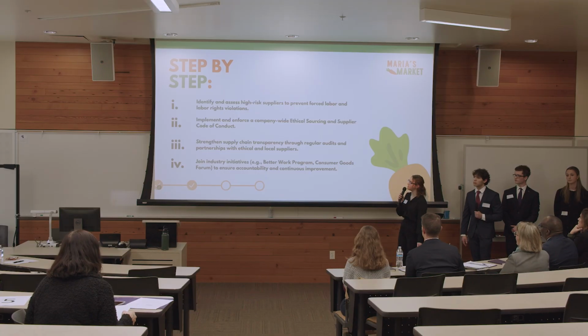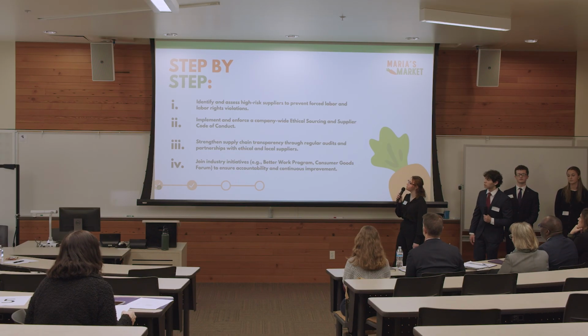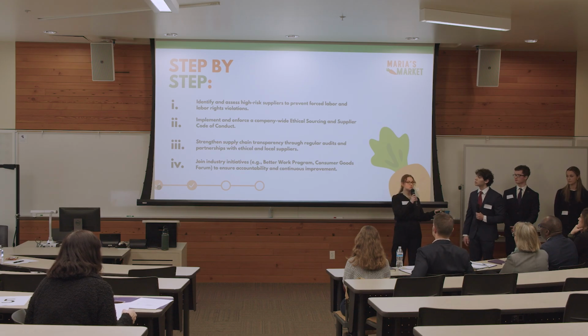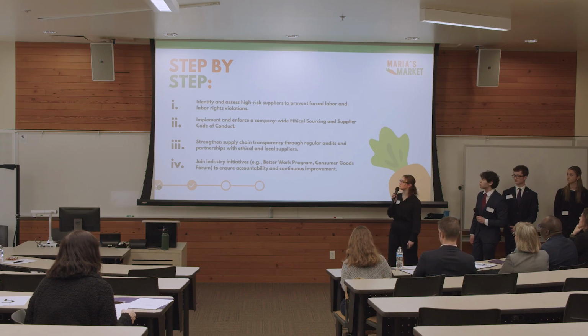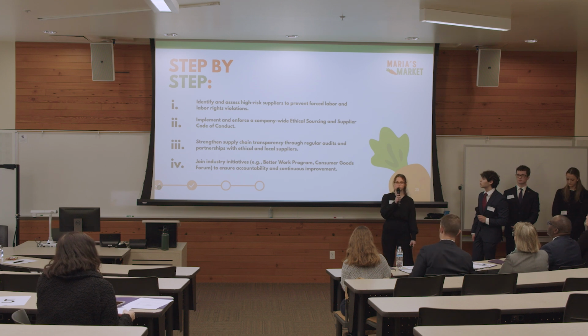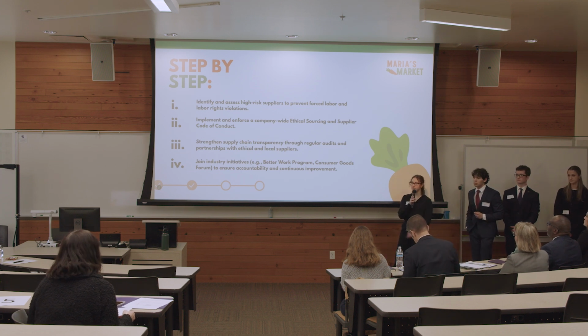For a step-by-step on how we'll do this, we're going to identify and assess high-risk suppliers to prevent forced labor and protect labor rights, especially in those food deserts that Javen was talking about. We're going to implement and enforce a company-wide ethical sourcing and supplier code of conduct. We're going to strengthen supply chain transparency through audits and join industry initiatives to ensure accountability.